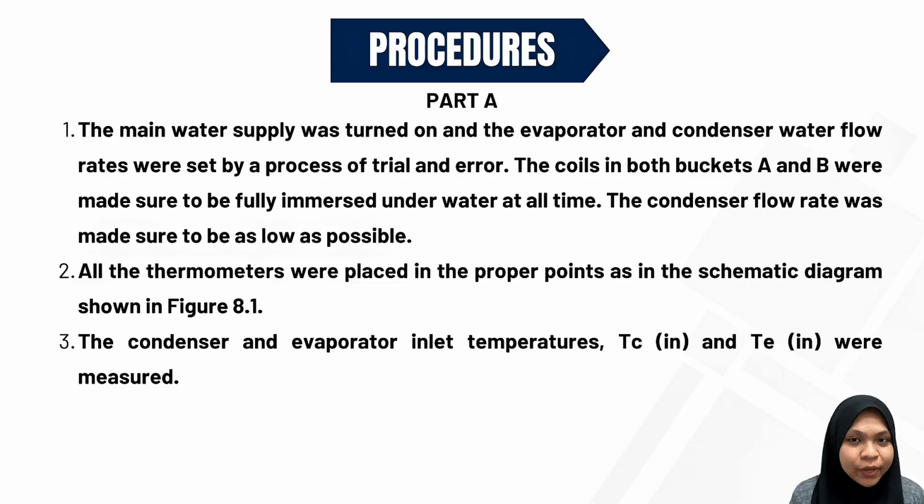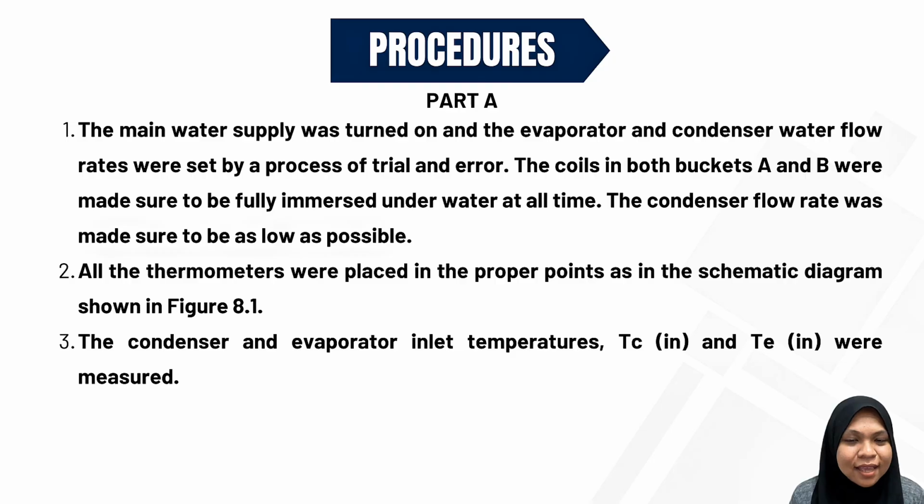Procedure for part A. Number 1, the main water supply was turned on and the evaporator and condenser water flow rates were set by a process of trial and error. The coils in both bucket A and B were made sure to be fully immersed underwater at all times. The condenser flow rate was made sure to be as low as possible. Number 2, all the thermometers were placed in the proper points as in the schematic diagram shown in figure 8.1.